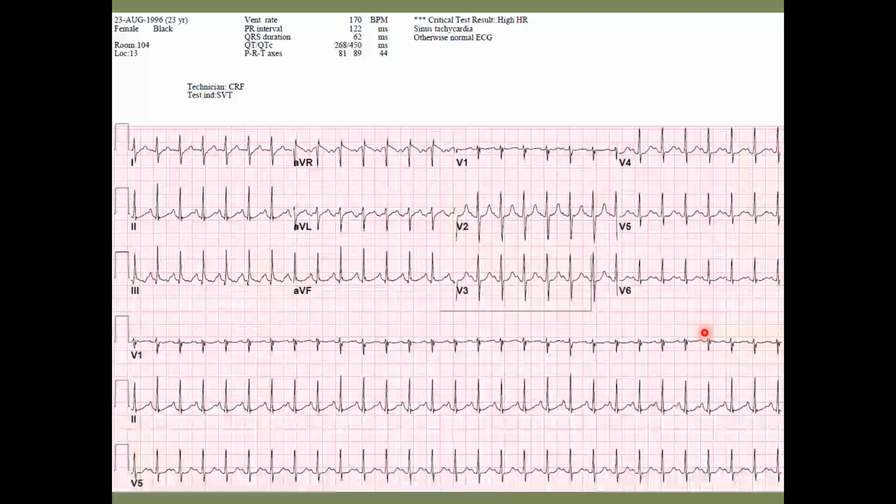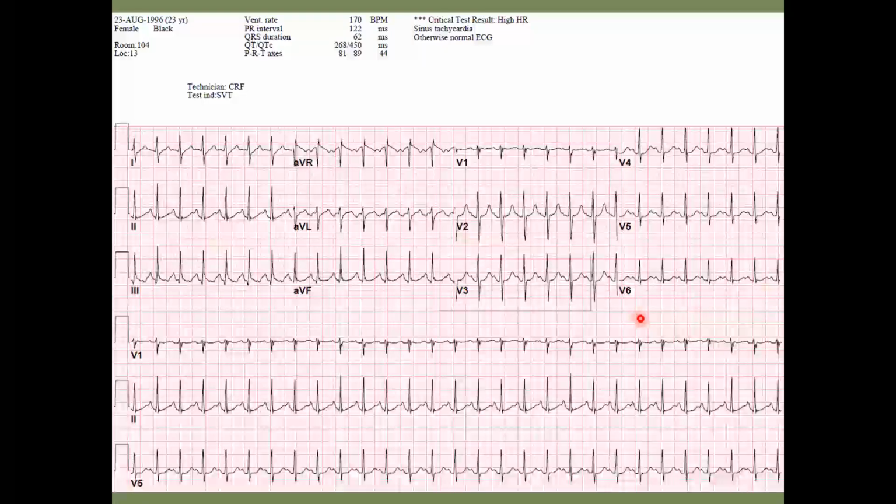What about this one? By definition, it is SVT. You're right. By definition, look how fast it is.